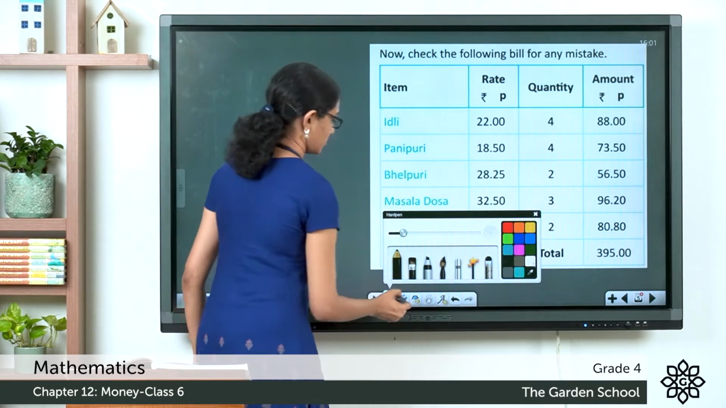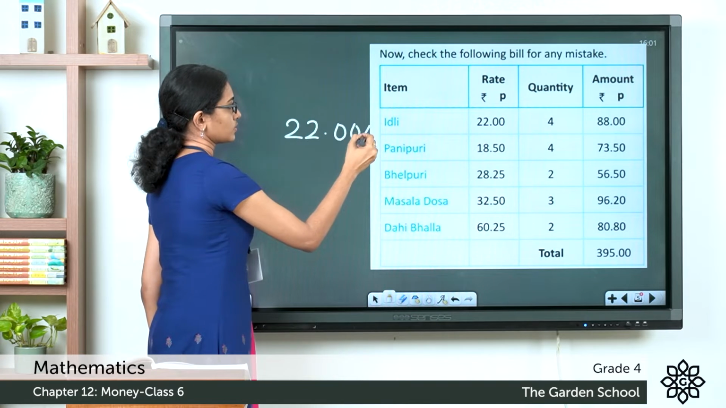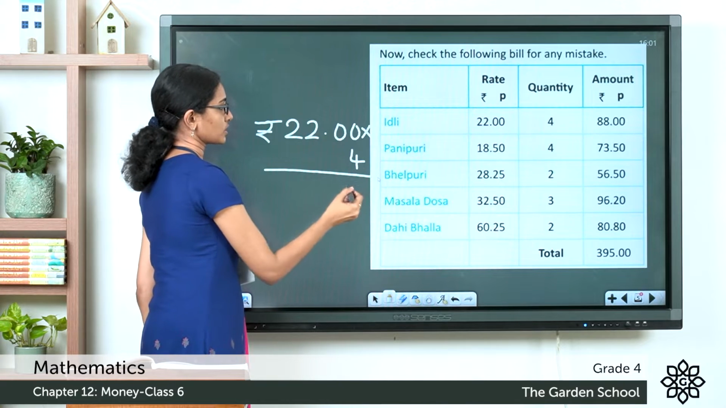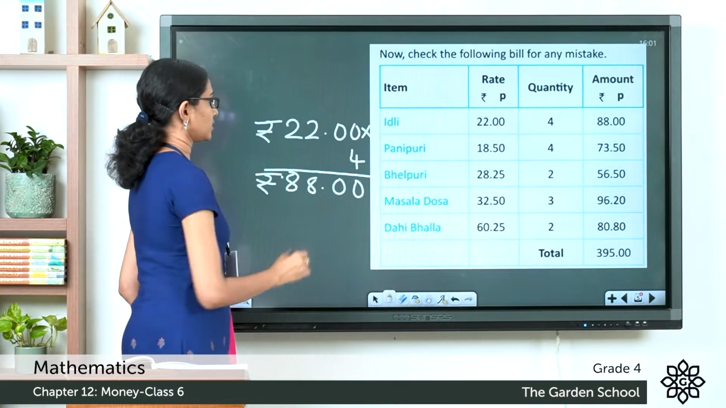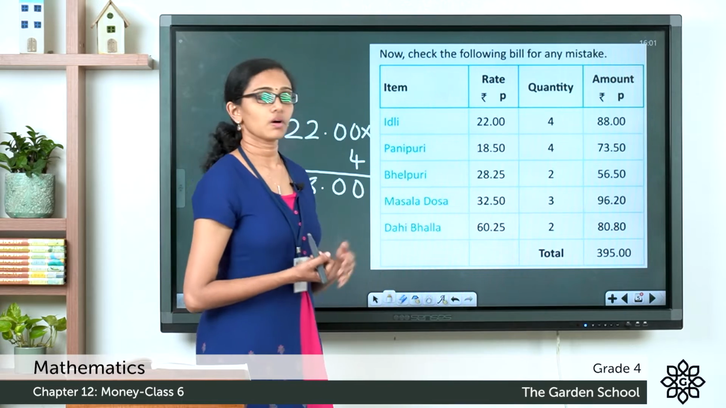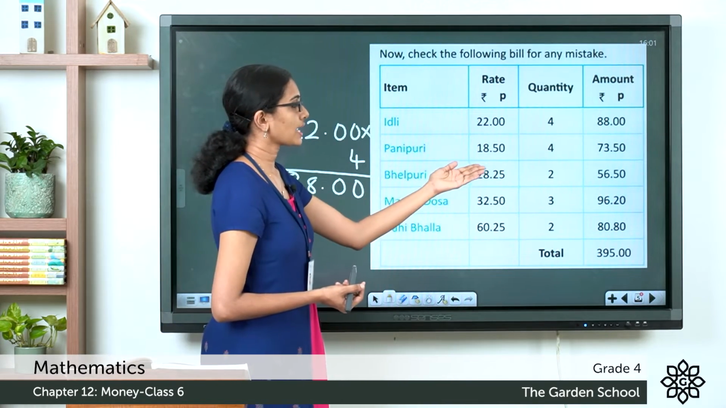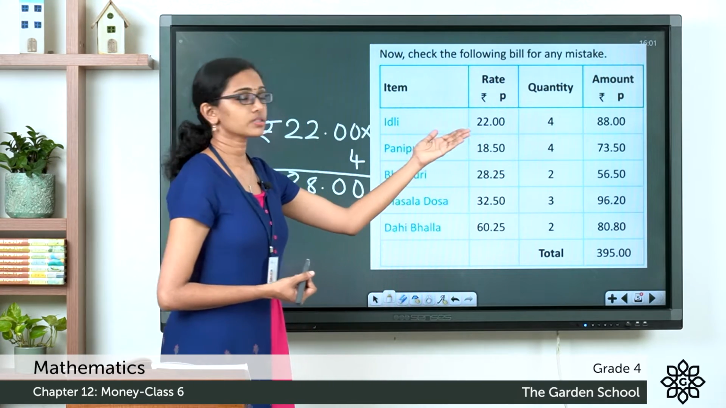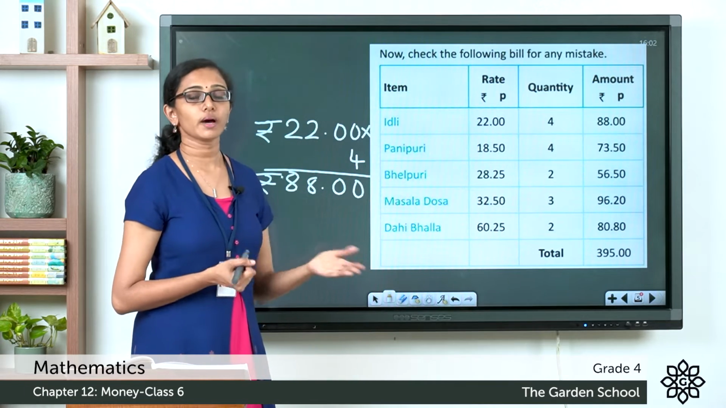So how do we do the multiplication? 22 rupee into 4, which is equal to 0 here, 88 here. Now that is equal to 88 rupee 0 paise, which is the correct amount given there. Now the next one, pani puri. The rate per item is 18 rupee 50 paise and you are buying 4 units of that item. So what will be the cost of pani puri?